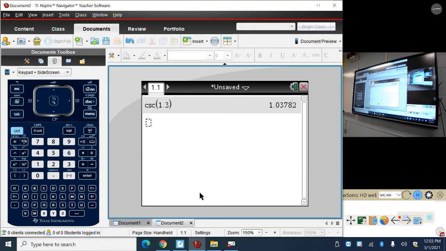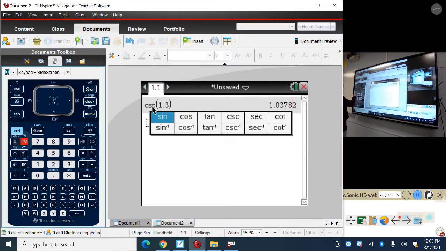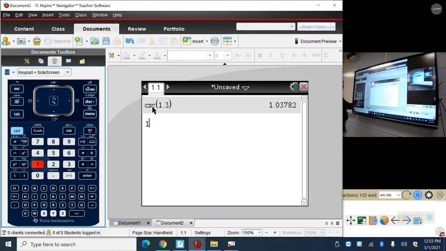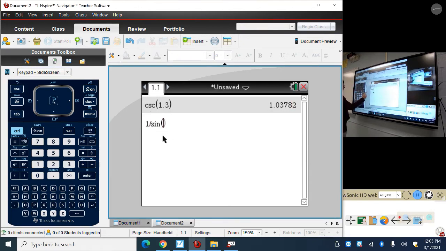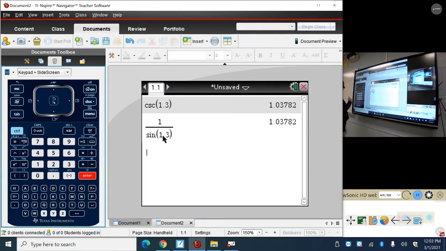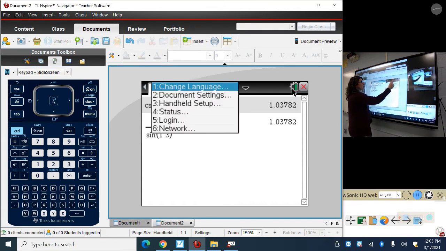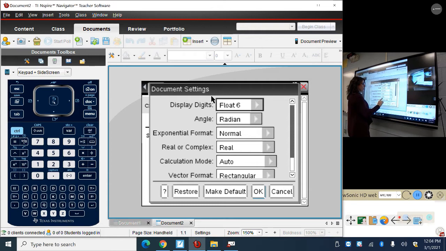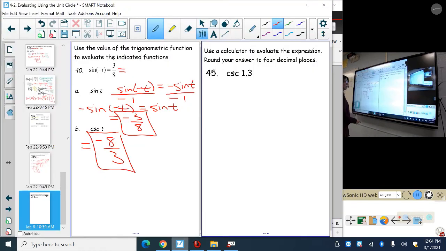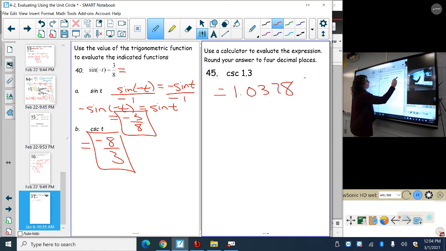Now, the other way you could do it is if, let's say, your calculator doesn't have the cosecant key, you can go ahead and hit your trig key and do 1 divided by sine of 1.3. And it's going to give you exactly the same thing. My calculator does give me the cosecant function. Most calculators do not, so you're going to use 1 over sine of 1.3. And again, making sure you are in radian mode, super important. Radian mode is right here, and that's what you want to always be in. Okay? So this is going to be your answer.